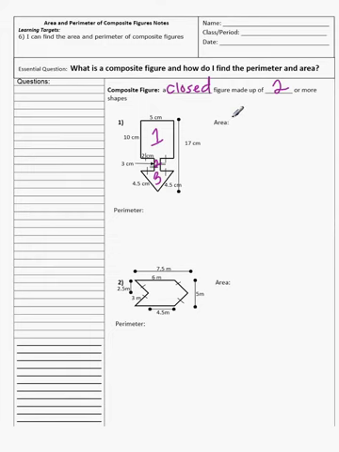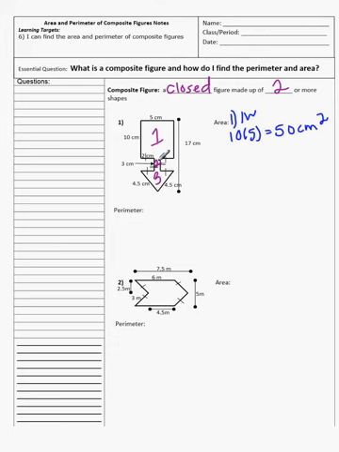So let's find the area of shape 1. Well, we know to find the area of a rectangle, we do length times width. So here we're going to do 10 times 5 to get the area of 50 centimeters squared.